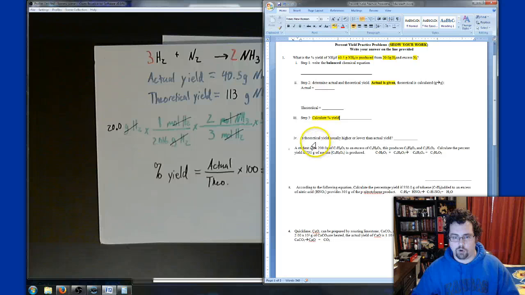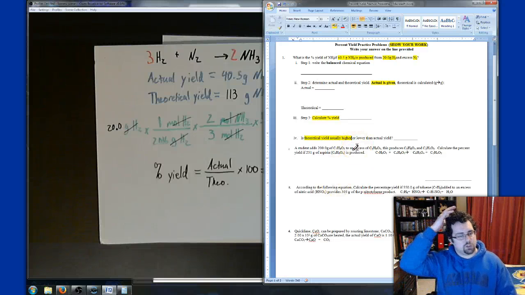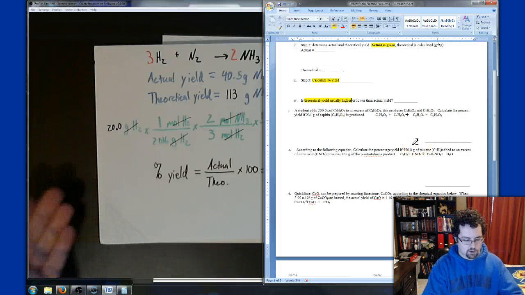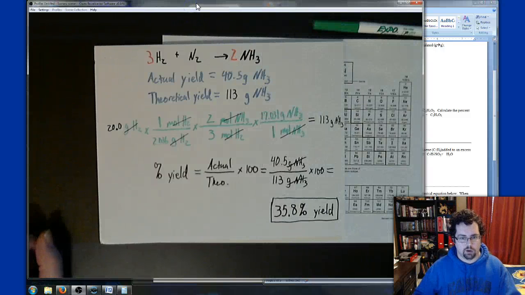So remember, your theoretical yield is usually higher than the actual yield. In fact, it should always be higher because you're never going to get a perfect reaction. You're never going to get exactly what you should have gotten. Alright, so that's how you solve for theoretical yield.